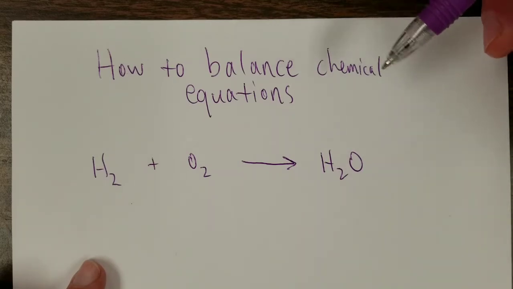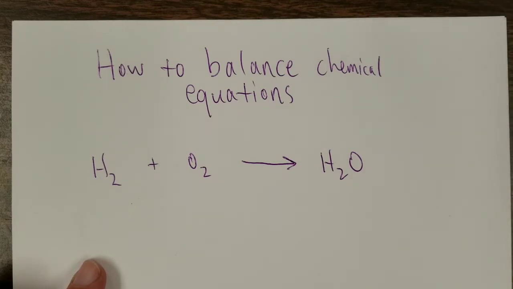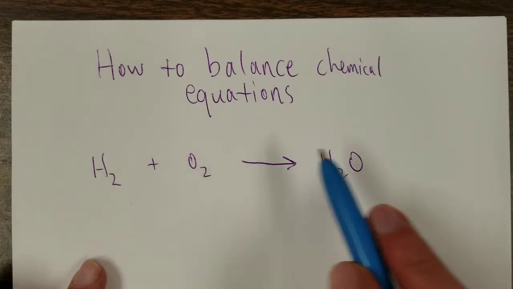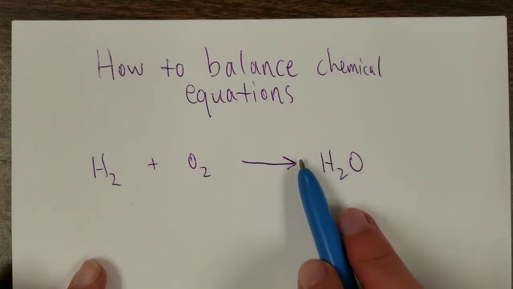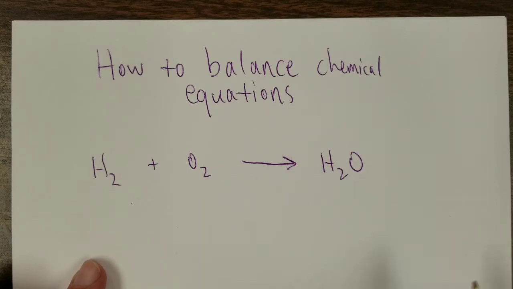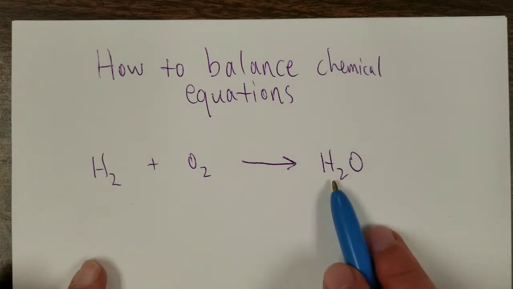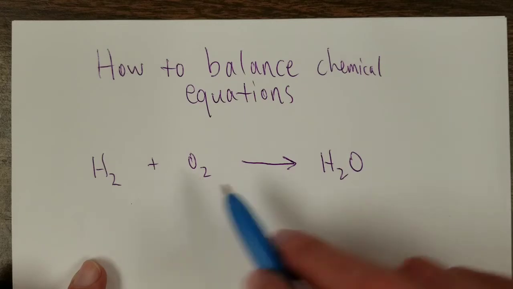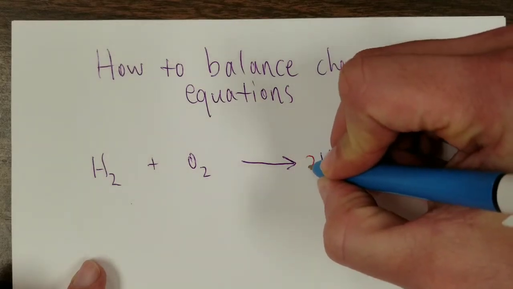What we're going to do is change what are called the coefficients, which means we leave these numbers alone. We leave the formulas alone, but we can change how many of each molecule. We can have 2 of these or 3 or 4 or whatever. Looking at that, we have 2 hydrogens and 2 hydrogens, that's fine, but 2 oxygens and 1 oxygen. Well, that's not fine. So we fix this by putting a 2 here.